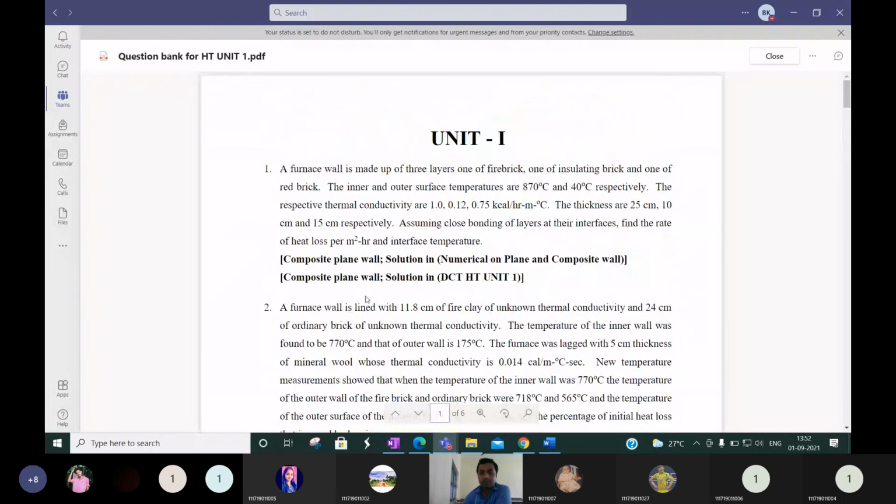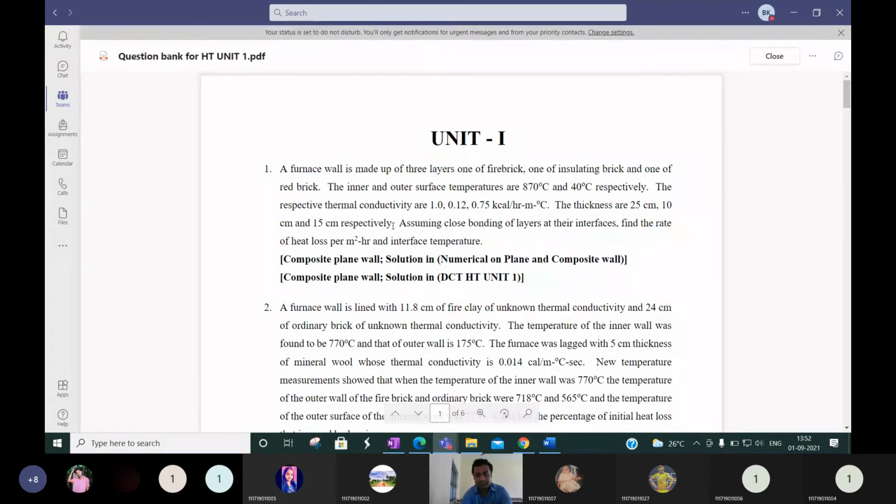Till now we have covered plane wall and composite wall, plane wall and cylindrical wall, both single and composite. It is over. Based on that we also solved many numericals. So you read these things and solve it. For your easiness, if you can't solve it, the solution is also present.